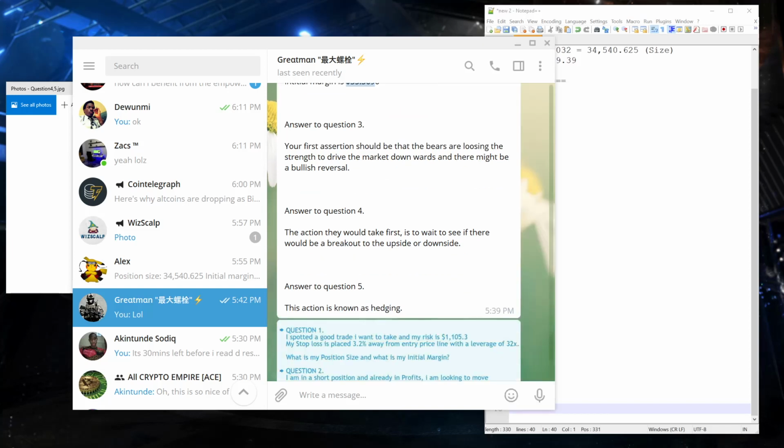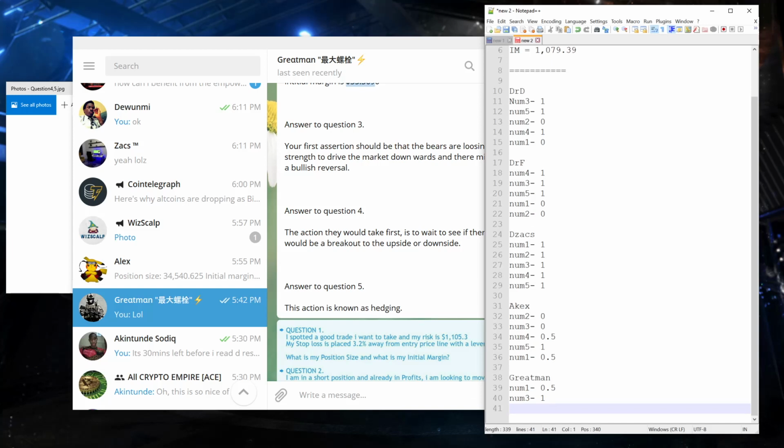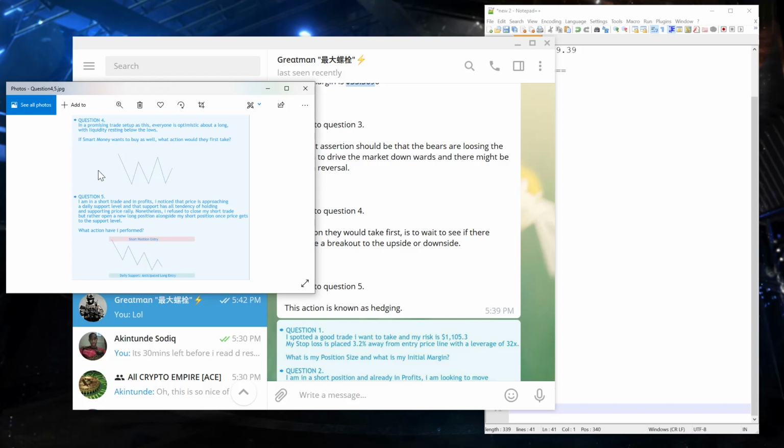Then question 3 here. First assertion should be that the bears are losing the strength to drive the market downwards and there might be a bullish reversal. That's correct. Number 3 is correct. 1 point. Then number 4. The action they will take first is to wait to see if there will be a breakout to the upside or downside. Question 4. Smart money.